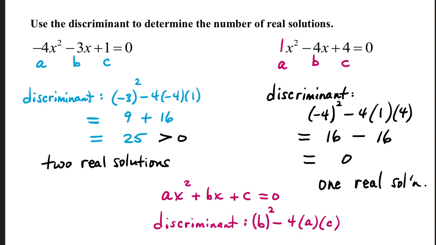Once you've identified a, b, and c from the original problem, make sure it says equals 0 before you identify those three numerical values. Then you can calculate your discriminant, your b value squared minus 4 times your a value times your c value. Negative 3 squared is 9. These two will make a positive 4 times 1 is 16. 9 plus 16 is 25. Since this discriminant is positive, we can expect that equation to have two real solutions.